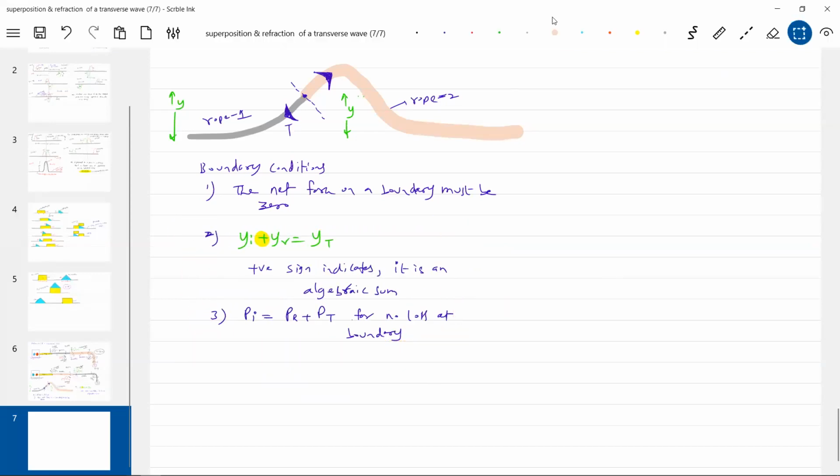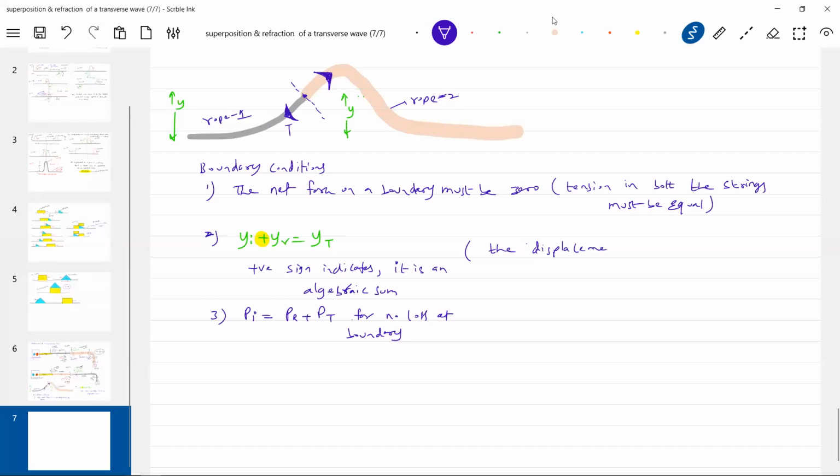The net force on a boundary must be zero. What is the meaning of this? Tension in both the strings must be equal. Okay, then what is the meaning of the second part? The displacement must be equal.